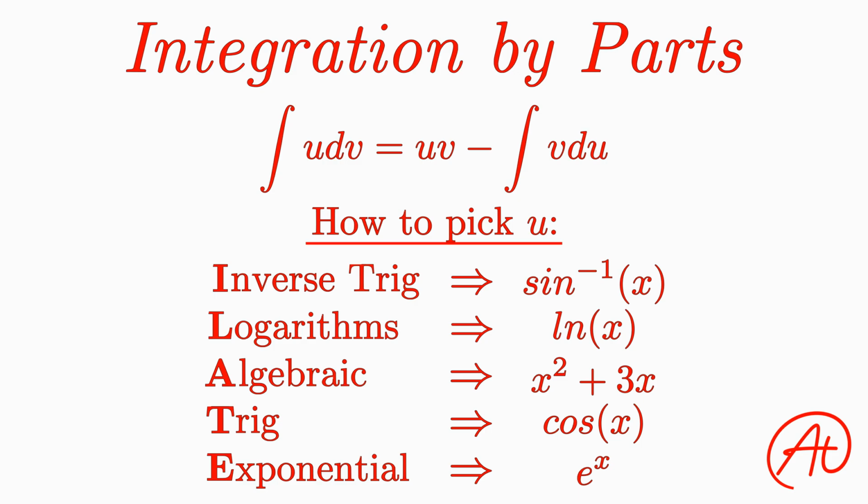So when looking at your integral, you can work down the list to see which type of function you see first in the integral. Then, you make that equal to your u and everything else equal to your dv.